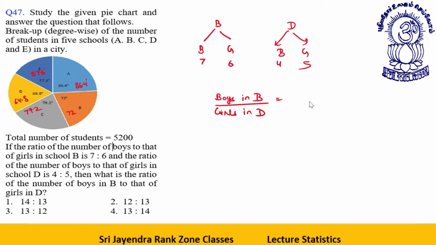How will you solve this? Look, the number of boys in B will be 7 by 13, that is 7 by 7 plus 6, of B. How many degrees is B, dear students? B is actually 72 degrees. Clear to all? Girls in D. Now in D, the ratio is girls are 5 out of 5 plus 4, of girls in D. Where is the girls in D? This is 64.8 degrees.